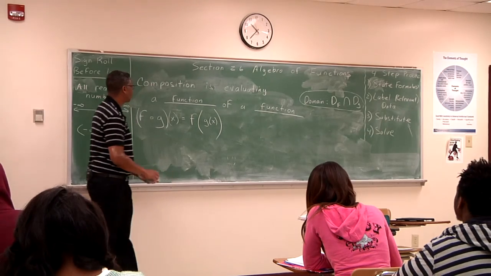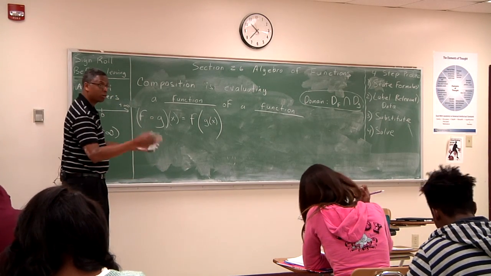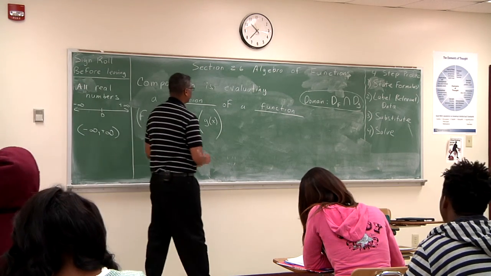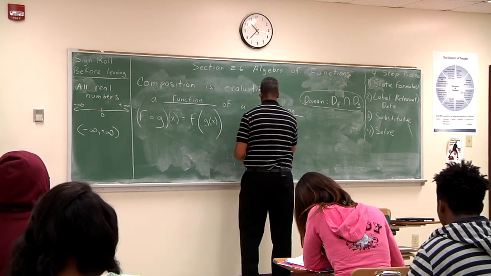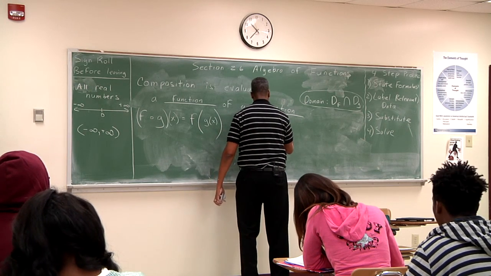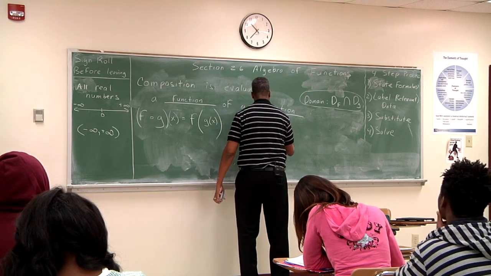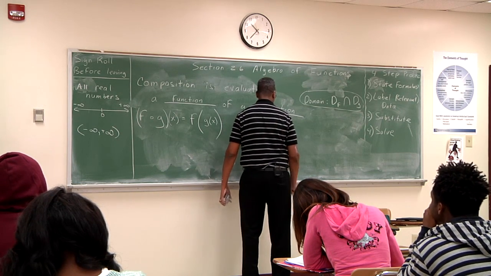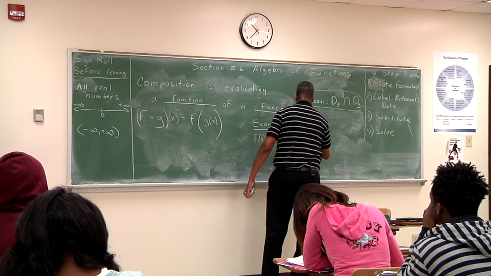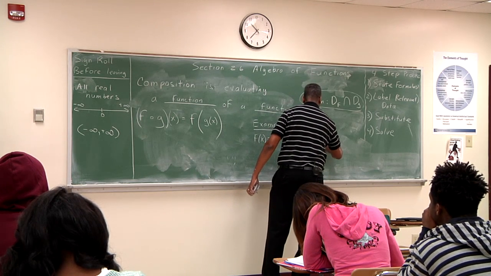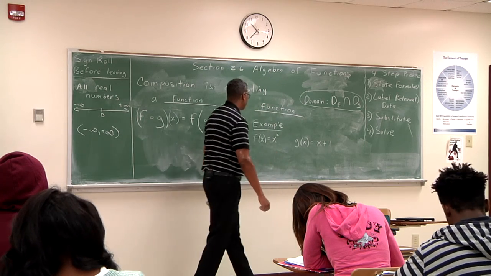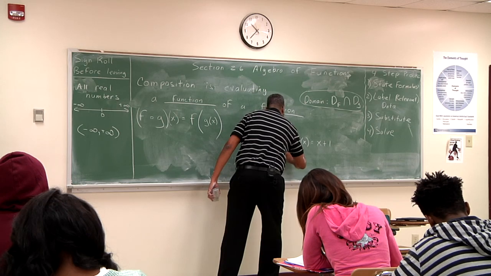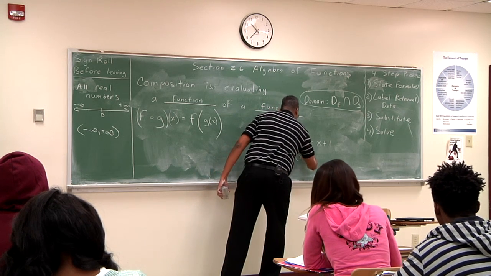All right? So let's go ahead and rework the example we've been working all class, okay? So our example was f of x equal x squared, right? And g of x equal to x plus 1. Our goal is to find f compose g of x.